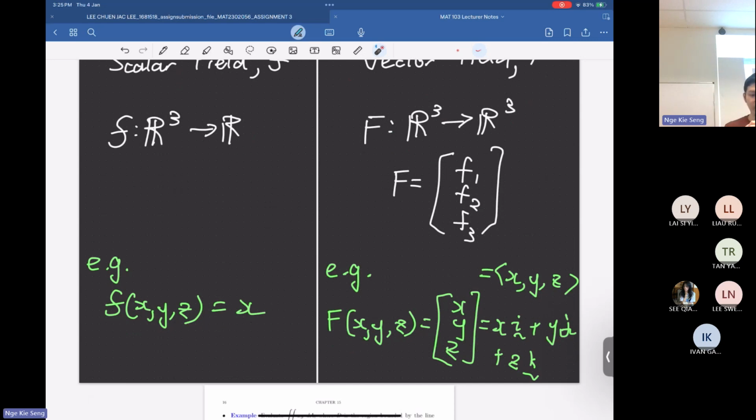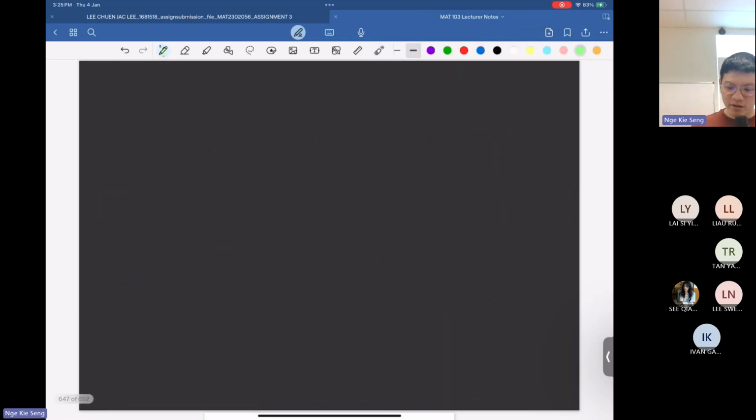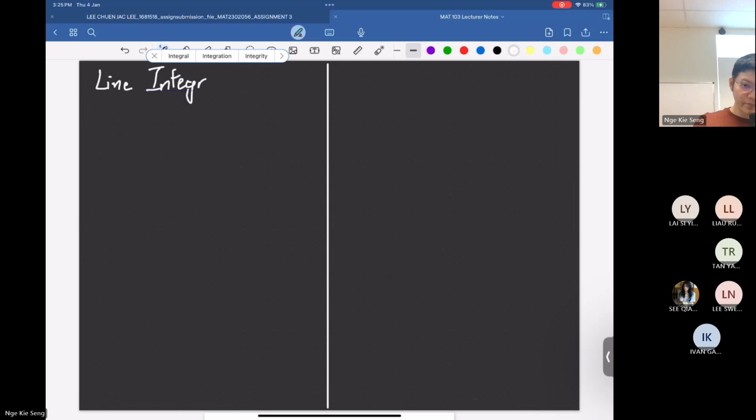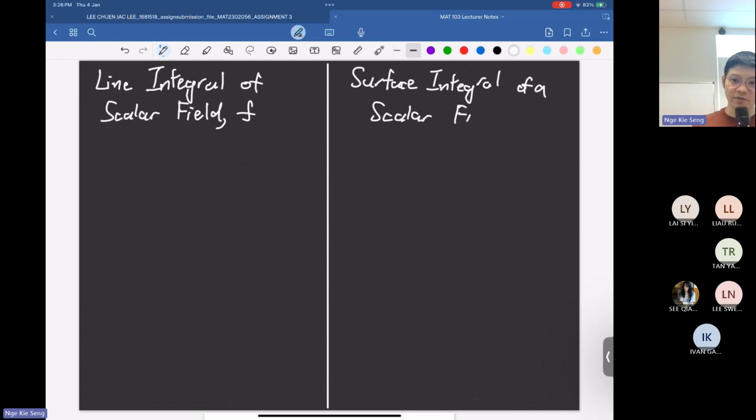Okay, so how are we gonna play around with this scalar field and vector field? So two main things we introduce in vector calculus. One is called the line integral. One is called the surface integral. Okay, so let's talk about one case first. Line integral of a scalar field and surface integral of a scalar field as well. Okay, let's compare these two things.